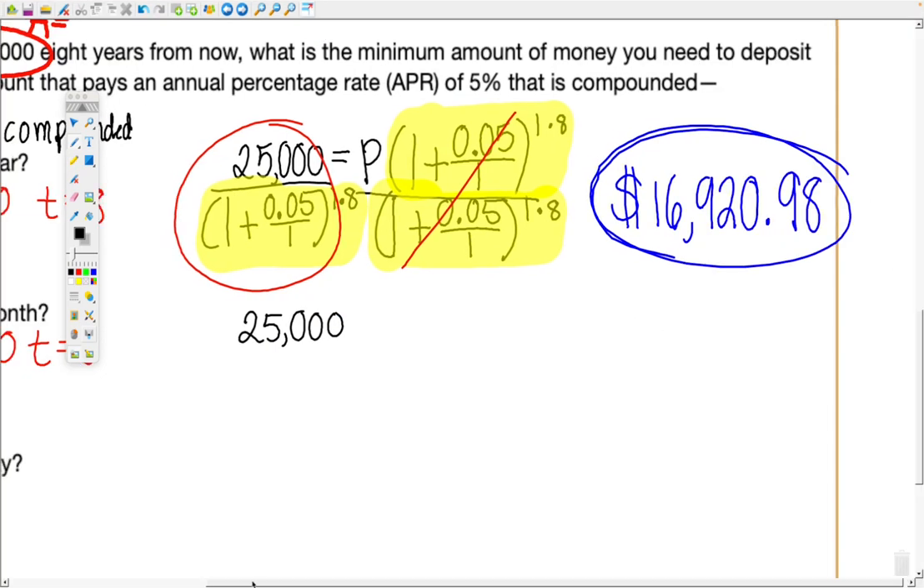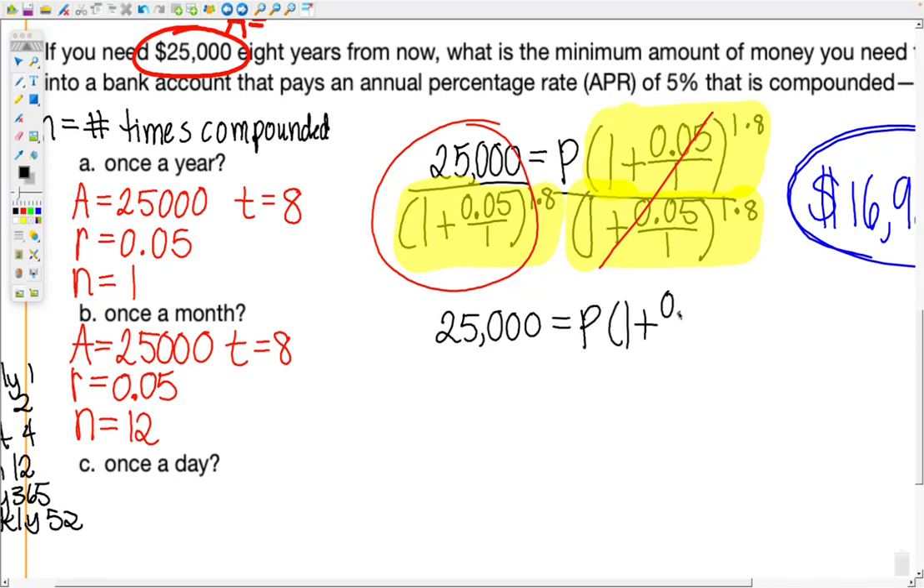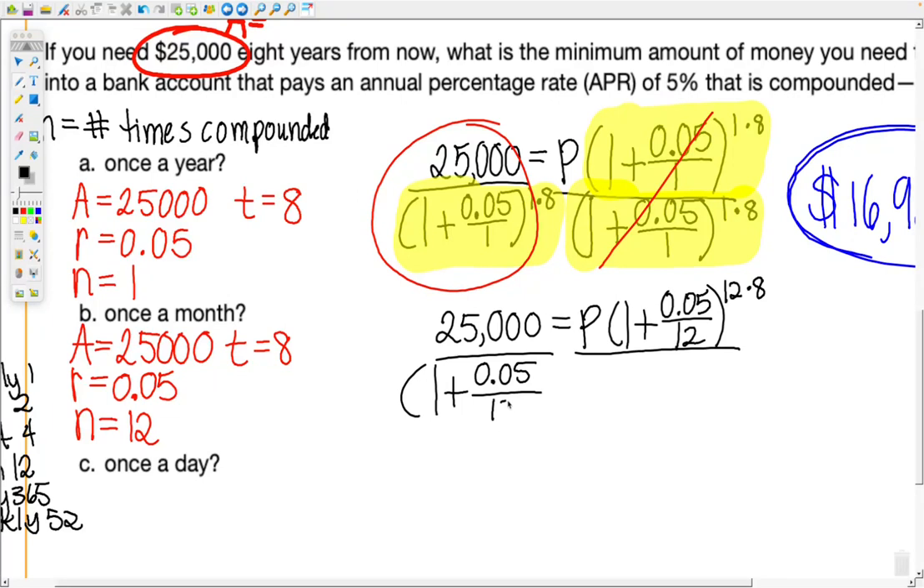Sorry. Make sure you can see everything that's on here. So I got 25,000 equals principal. No, what you do is 25,000 divided by 12 times 8. $24,182. Tell me the answer, bro. 24,000.